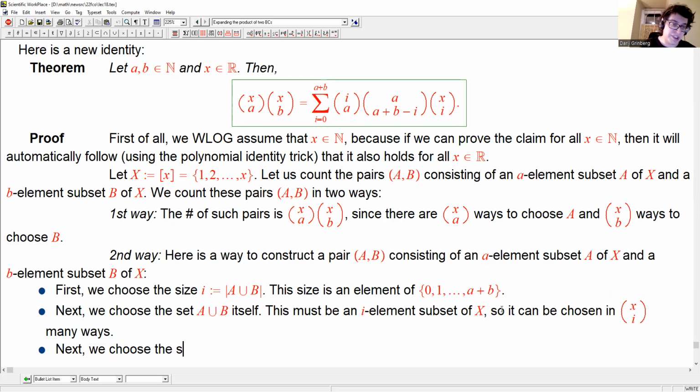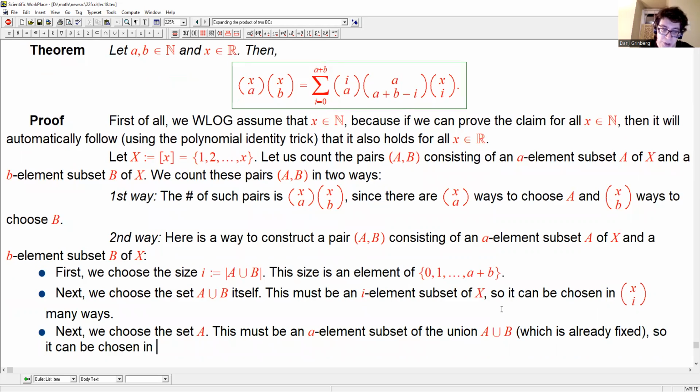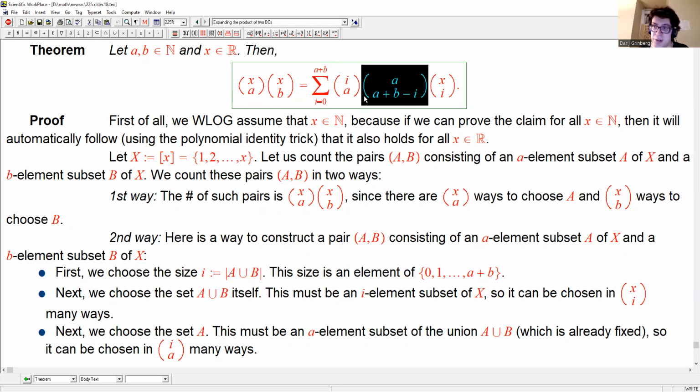Next, we choose the set A. This must be an a-element subset of the union. And the union is already fixed, so we don't need to choose it anymore. So it can be chosen in i choose a many ways. Okay, great. We have already explained these two factors and the summation sign. Now we need to make a last choice that will give us this many options.